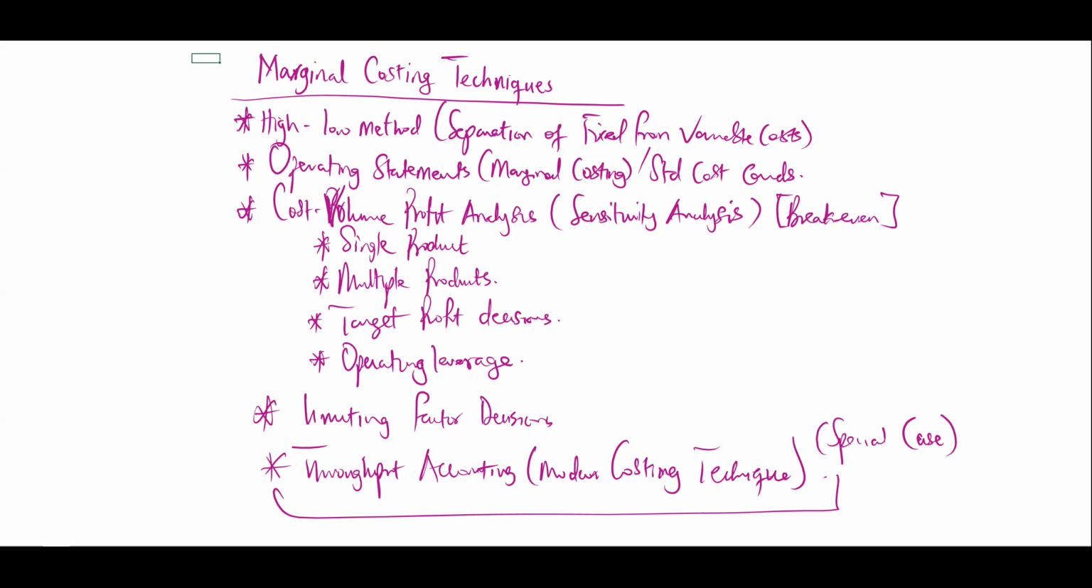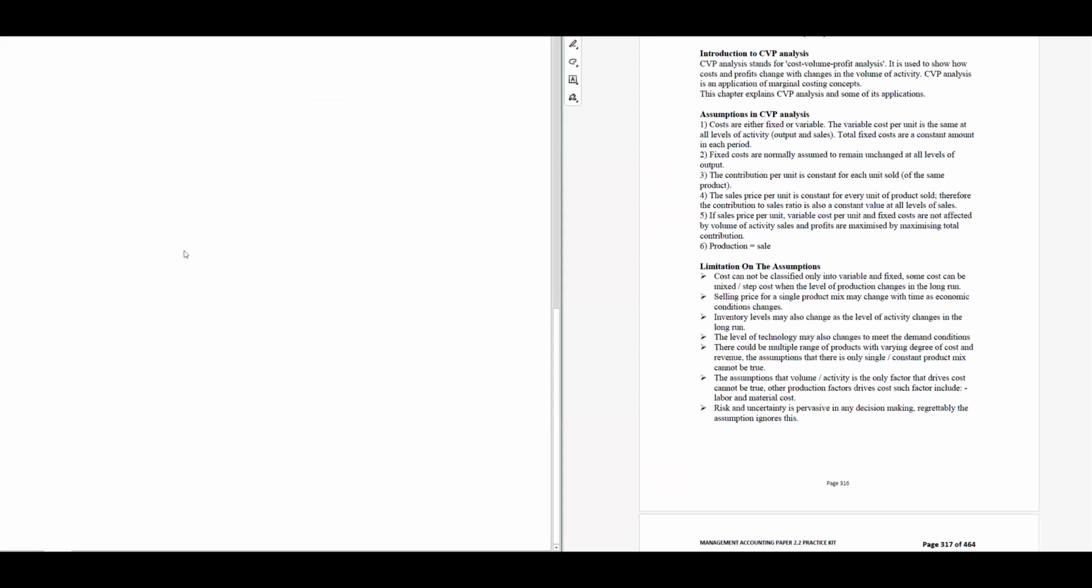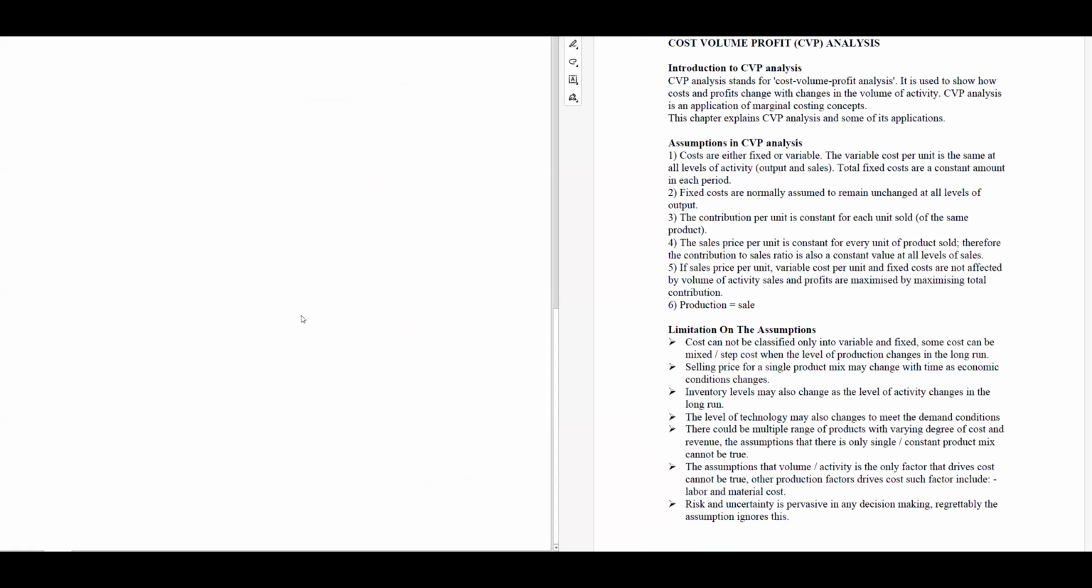So we are going to start with cost volume profit analysis, and this one is the key theme of every management accounting paper. So what is CVP? CVP stands for cost volume profit analysis, and it is used to show how cost and profit change when there are changes in volume of activity. So how does your cost and profit change when you change the number of units that you sell? It is the application of the marginal costing concept.